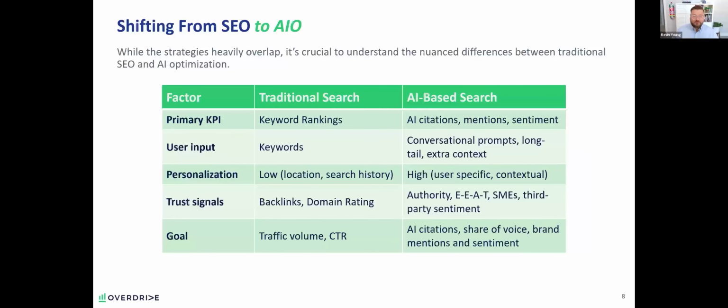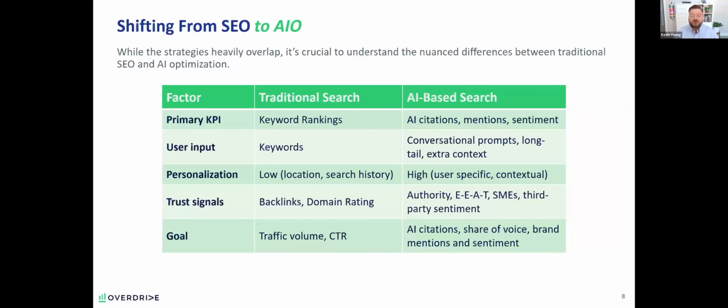So, if we need to switch from SEO to AIO, what are the strategies we can take to do so? Well, we need to understand some of the differences between traditional search and AI-based search. So there's a large overlap in terms of the strategy, but there's also some nuanced differences that we really need to understand. So let's discuss some various ranking factor type things and compare across traditional search to AI-based search.